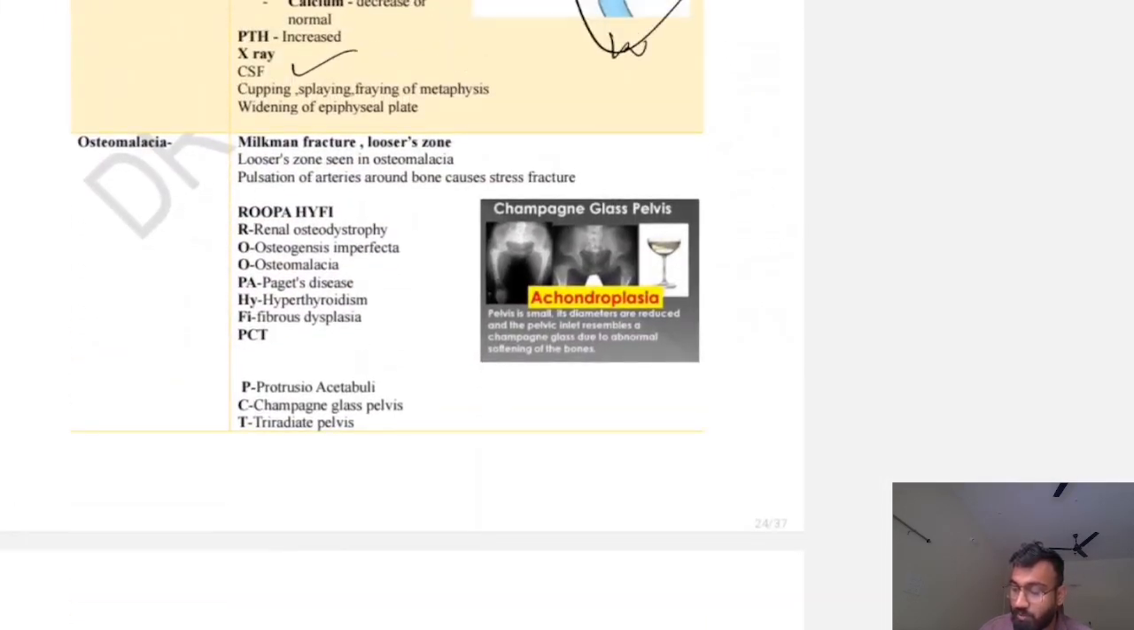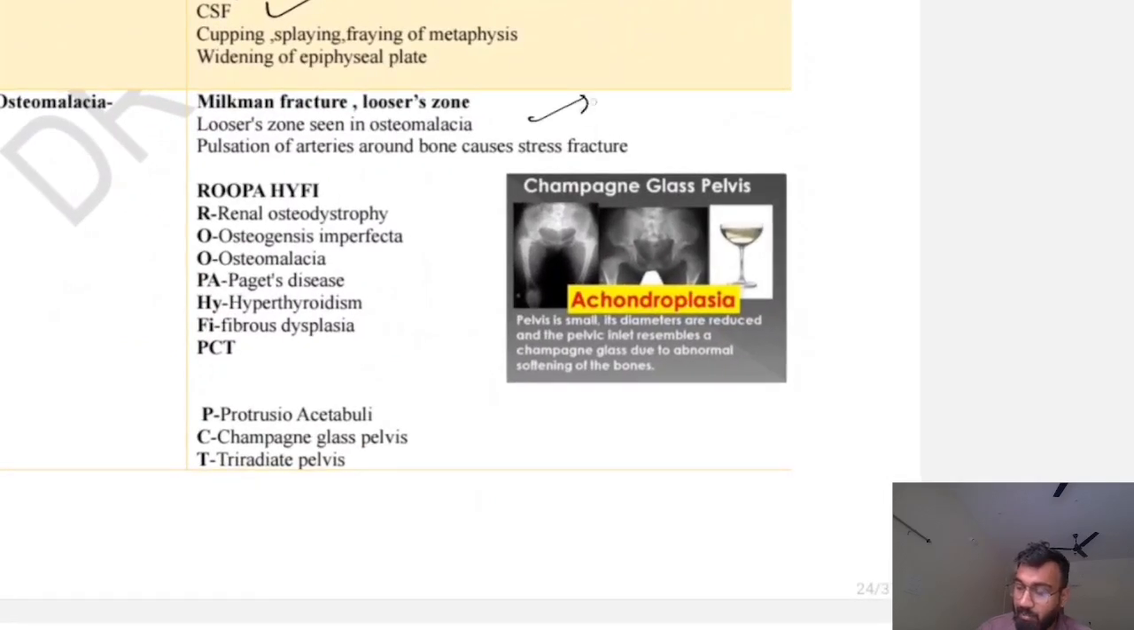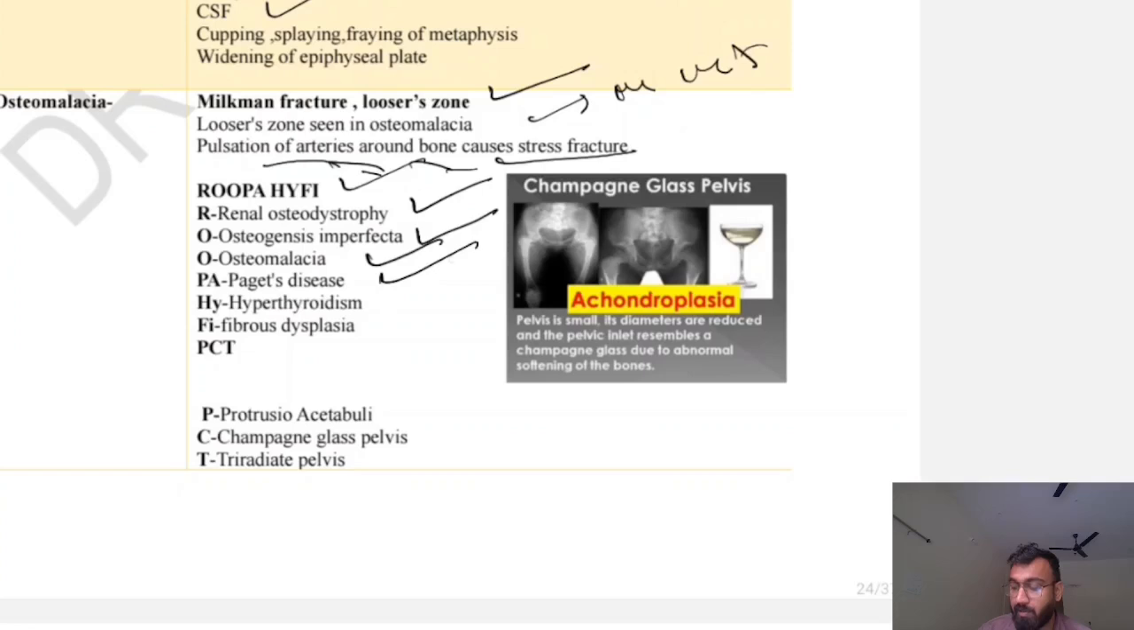Now osteomalacia. So osteomalacia is the vitamin D deficiency in adults. So patient will have Looser's zone. Looser's zones are due to pulsation of artery around the bone, which causes the stress fracture. So this is Looser's zone. Looser's zones are seen in renal osteodystrophy, osteogenesis imperfecta, osteomalacia, Paget's disease, hyperparathyroidism, fibrous dysplasia.